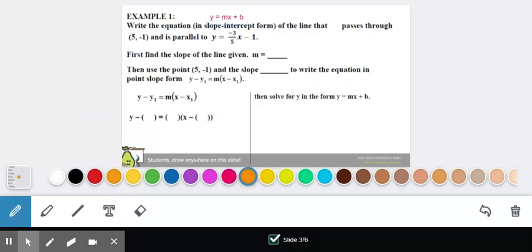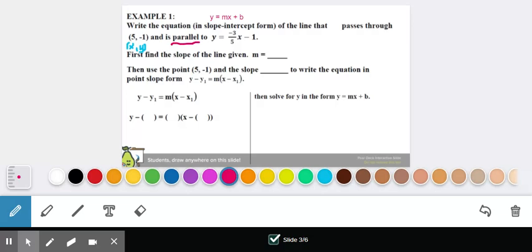And I know it passes through a point. I'm going to write down, just to remind myself, that points are always given in x, y. So I have an x value and a y value here. And that's supposed to be a comma. And it is parallel. The word parallel is important. To y equals -3/5 x minus 1.